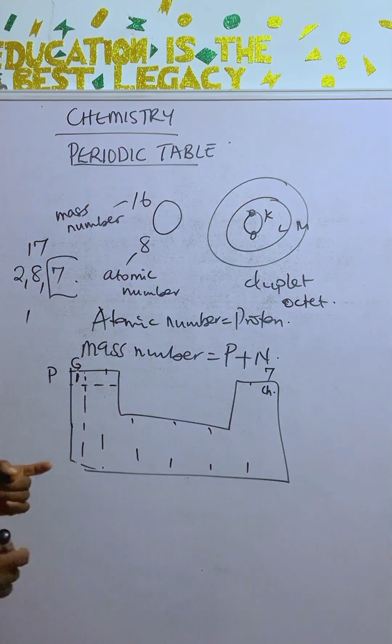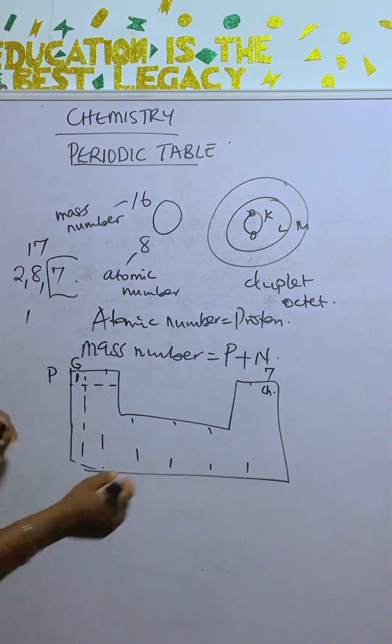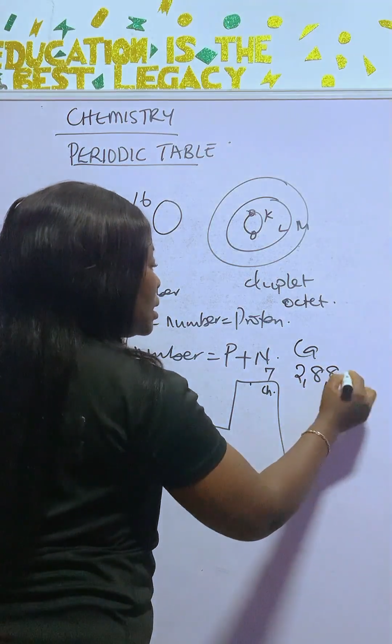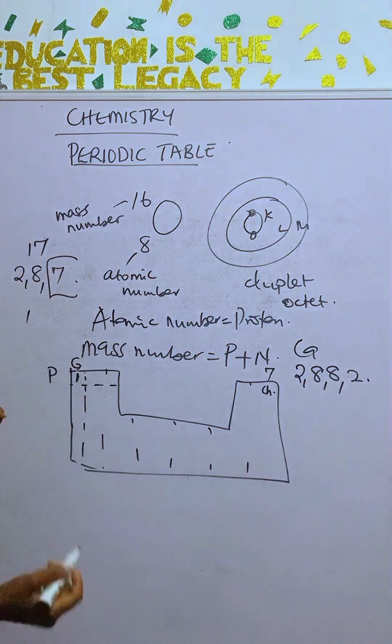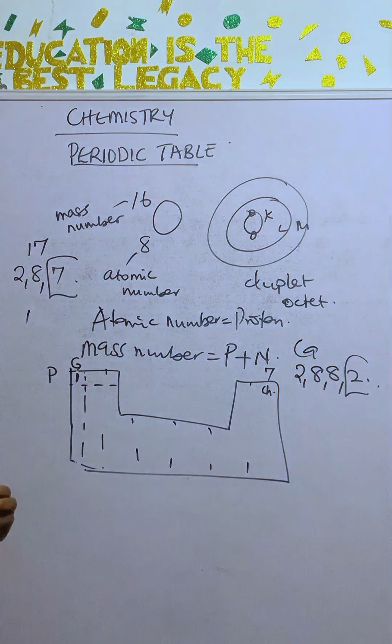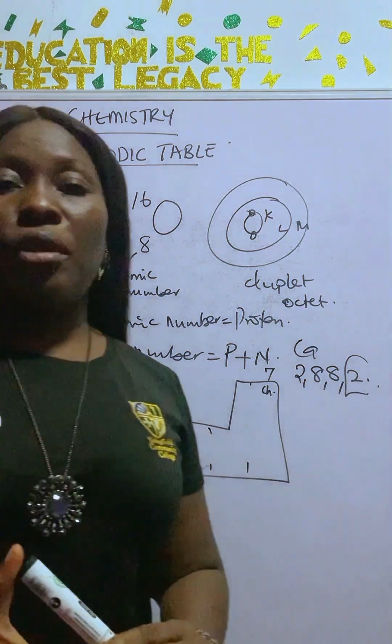Is it okay? Now let's talk about calcium. Calcium is 20, which is what? 2, 8, 8, 2. Now, what's the valence electron here? The valence electron is what? 2. So therefore, calcium belongs to group 2 of the periodic table.